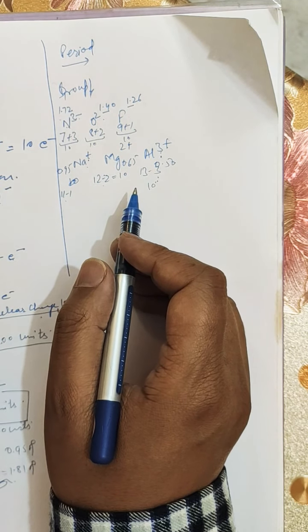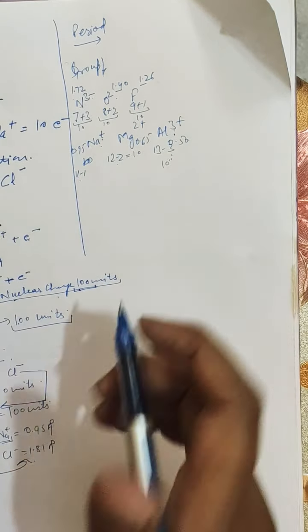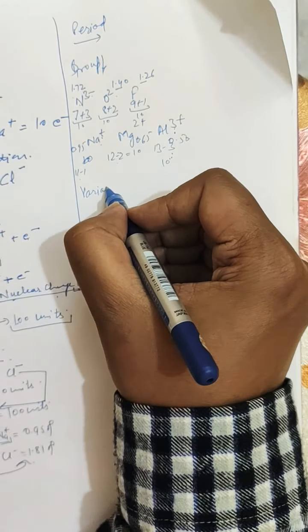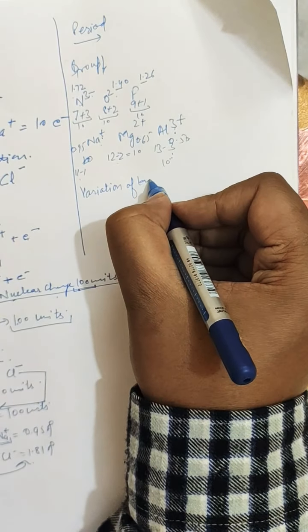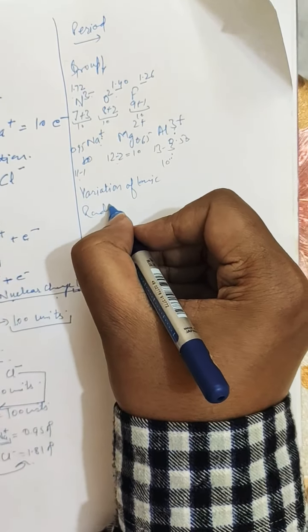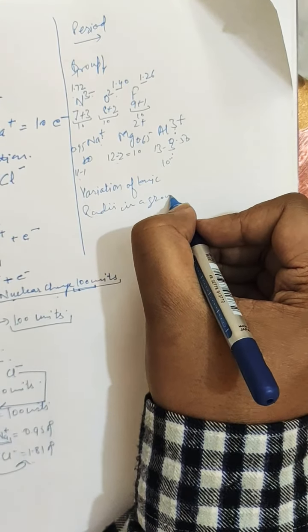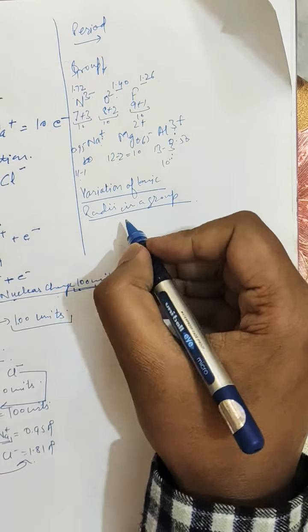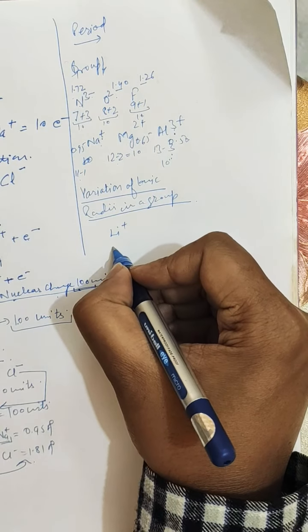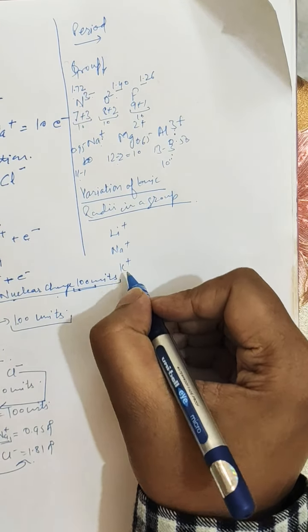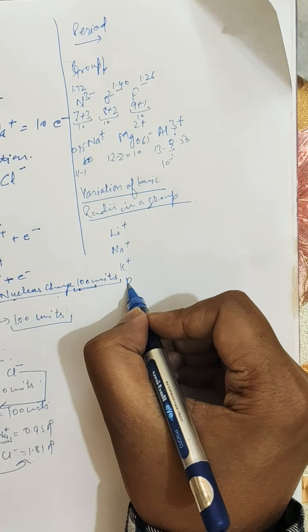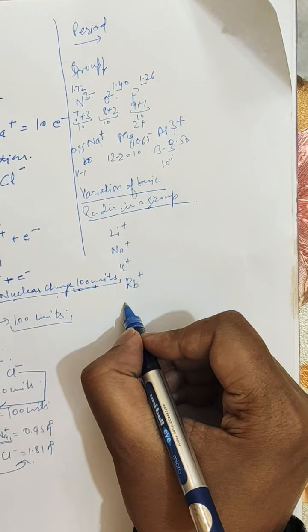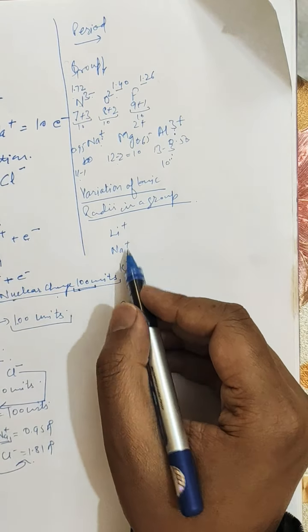Further, variation of ionic radii in a group. As we go down a group, the ionic radius increases with increase in atomic number. As we go down the group, like lithium positive, sodium positive, potassium positive, are they isoelectronic species? What will be your answer? No, they are not isoelectronic species because the number of electrons are different.